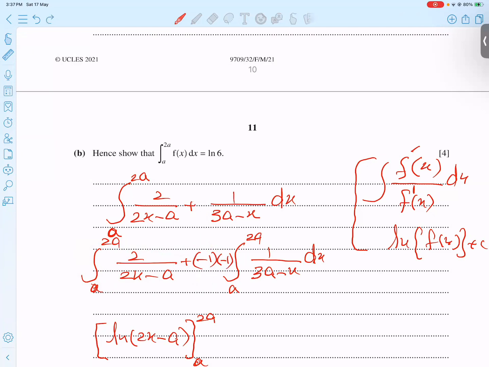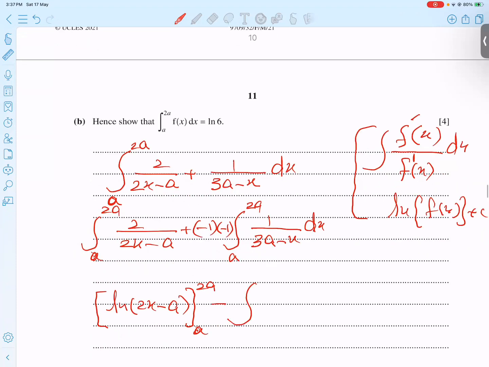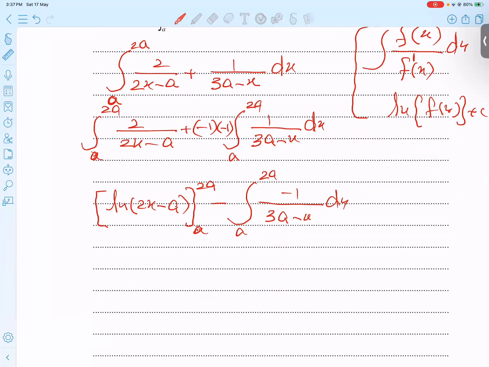So same number. But this negative 1 will go inside, and negative 1 stays outside. And then it will turn to be this format. And now we have a function in the denominator. Its derivative is available in the numerator. Now I can write the same story. So log of 2x minus a and a to 2a. And this, I'm writing log of 3a minus x, and the limit is a to 2a.